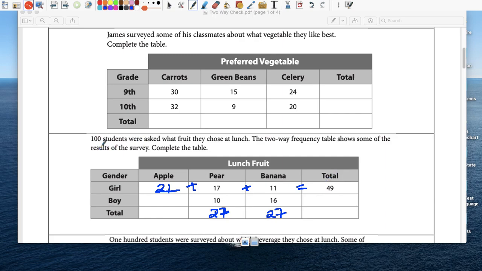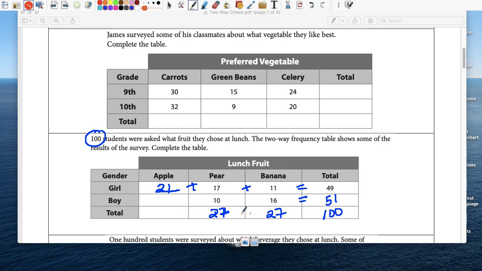Oh. The other thing I can do is read the question. It says 100 students were surveyed, so I know I can put 100 right here because it should be a total of 100 kids. So there were 49 girls plus the number of boys that equals 100, so obviously this is 51, right? So we can fill in that space. It's like a Sudoku, right?